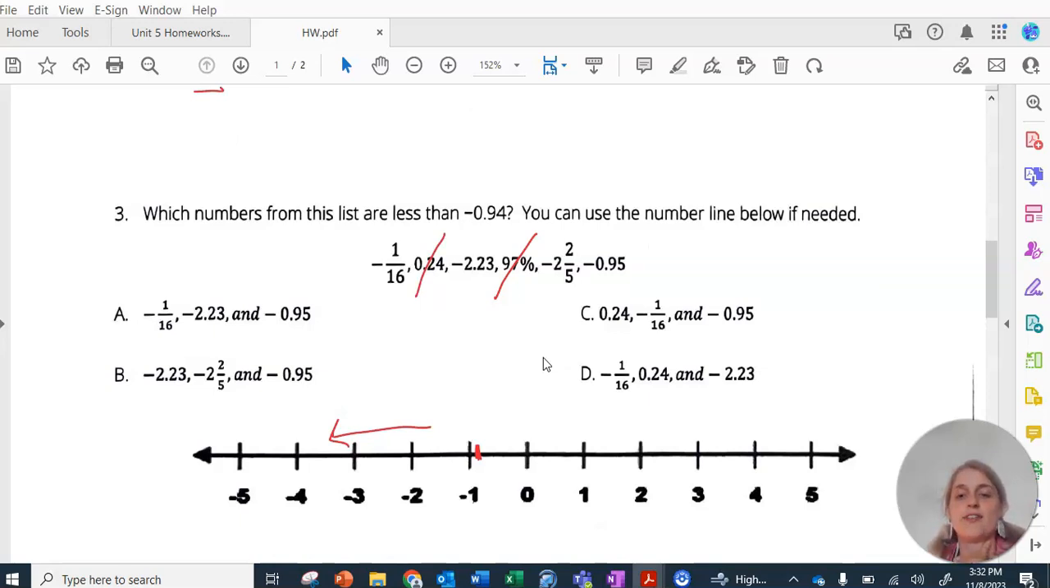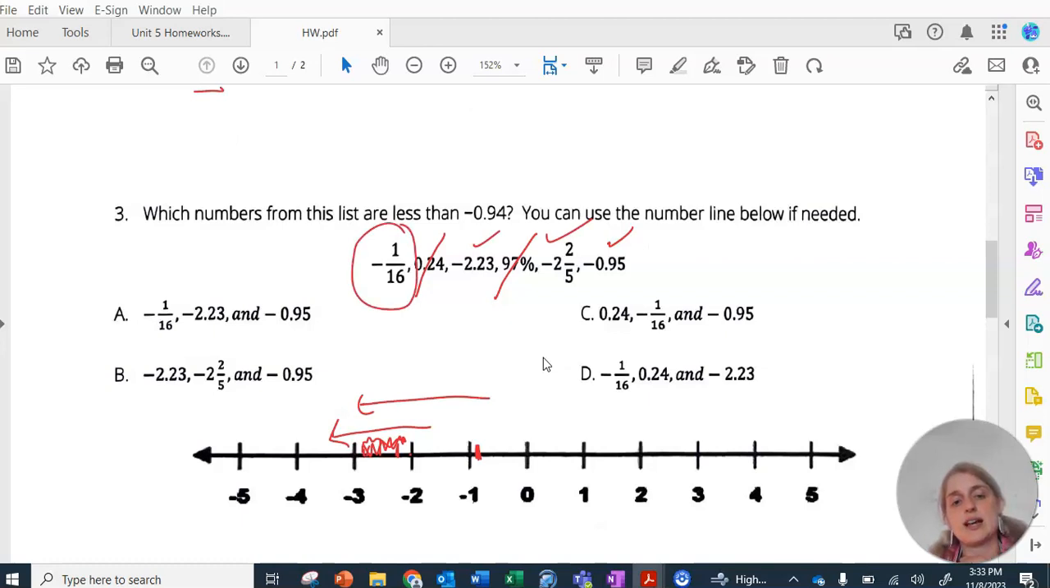Negative 95 hundredths, would that be on this side, on the left of 94 hundredths, or the right? It would be on the left, so we're good there. If it is a -2 and something, then that's falling in this space right here, which is definitely to the left of it. So these three are yeses.